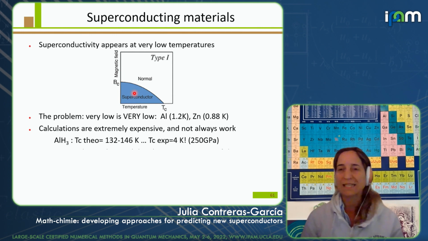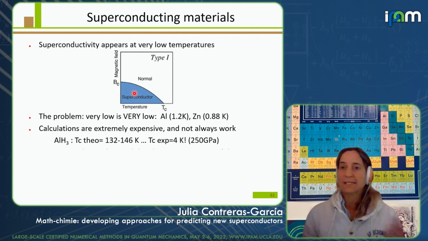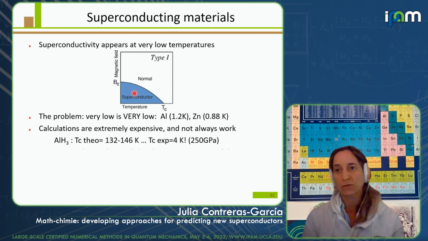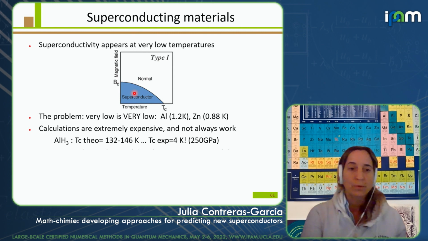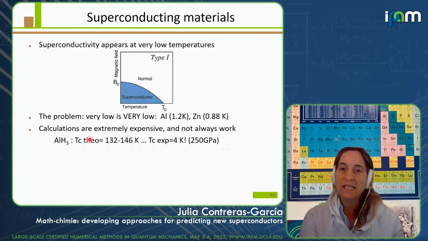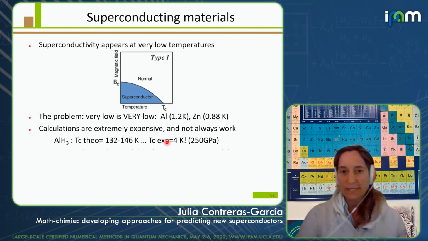The problem here is that it is extremely expensive to make these calculations to predict the critical temperature. So large-scale data mining is out of the question. Moreover, these calculations are really at the verge of what can be done. It needs electron-phonon coupling. For example, we had this aluminum hydride that was predicted to have a TC of 100 Kelvin, and then it was experimentally synthesized later on, and it only had 4. So it is really a hard quest.